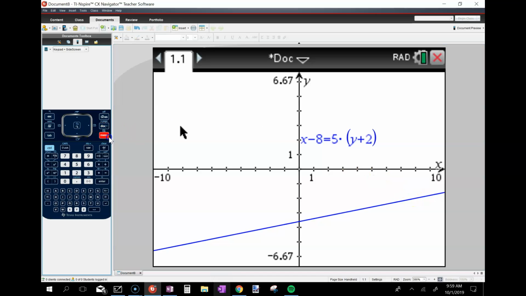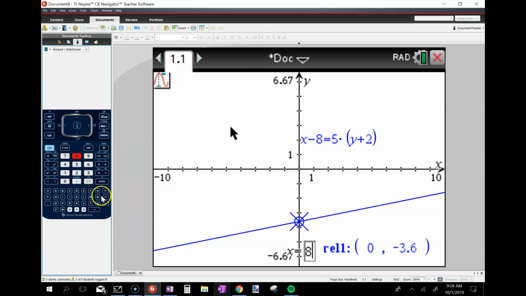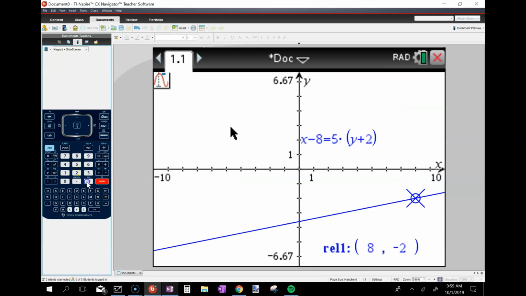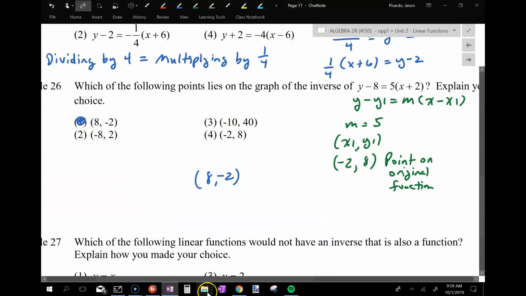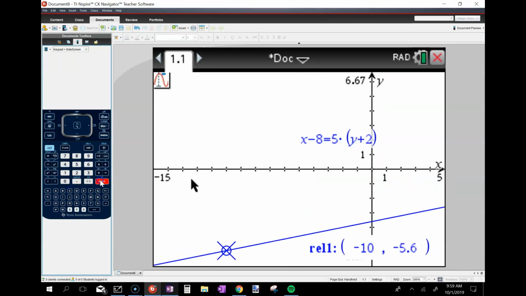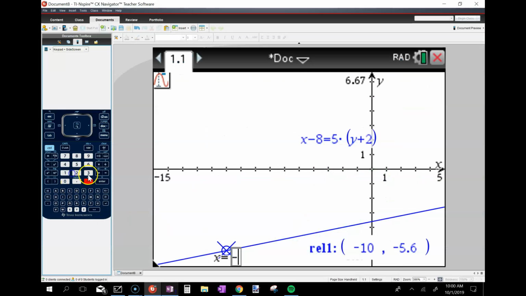In fact, if I really want to make sure, can I trace to 8 and see where I am? That worked out well, didn't it? Okay. Now, let's check the other points. What about -8? Oh, where's -8? -8 is at -5.2, so that's no good, right? That's not what we wanted. -10. -10's not at 40, right? And -2 is not at 8, right?